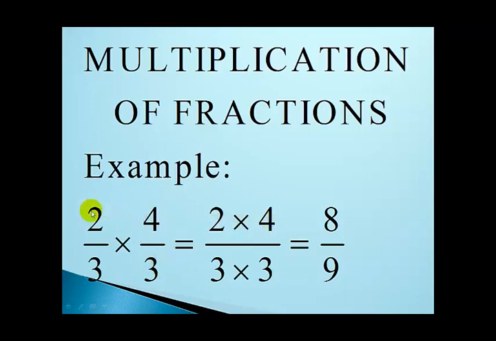So 2 over 3 times 4 over 3 is equal to 2 times 4, all divided by 3 times 3. Now 2 times 4 is equal to 8, and 3 times 3 is equal to 9. This means that 2 over 3 times 4 over 3 is equal to 8 over 9. So that is how we multiply fractions. We multiply the numerators divided by the multiplication of the denominators.